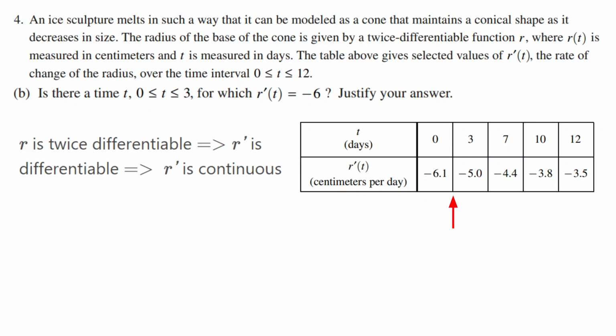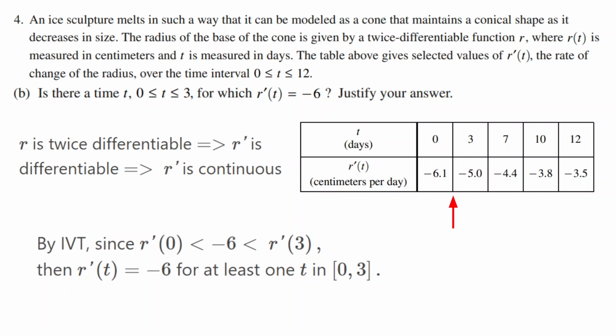The problem says that r is a twice differentiable function, meaning r prime is differentiable, and that r prime is also continuous. Then, I usually write something like, by IVT, since r prime of 0 is less than negative 6 is less than r prime of 3, then r prime of t equals negative 6 for at least one t in (0, 3). Your statement probably varies, but make sure that you prove continuity and show that negative 6 is between the r prime values.